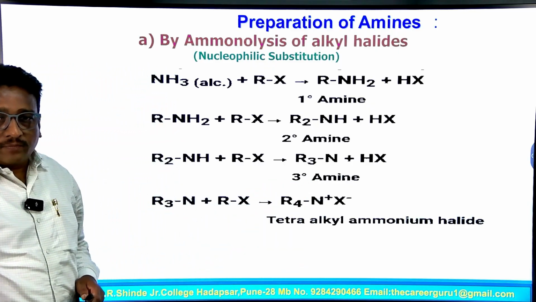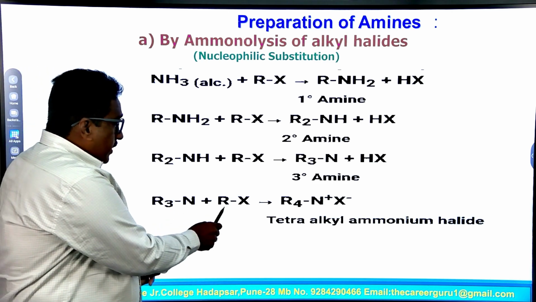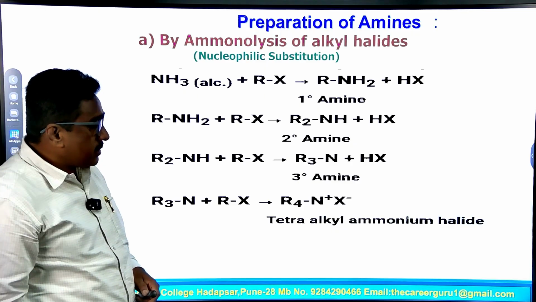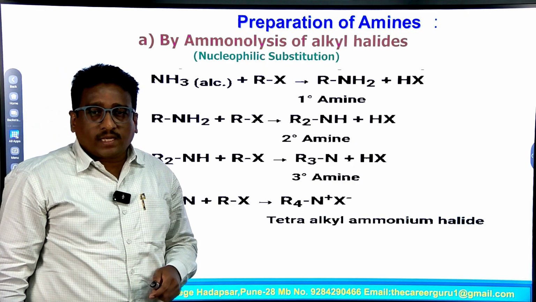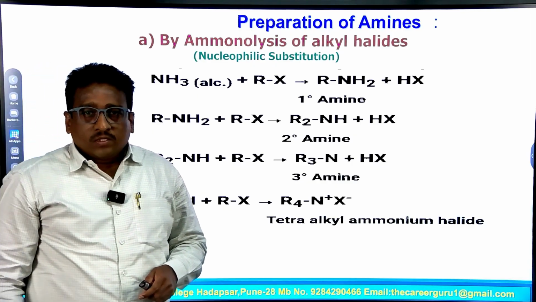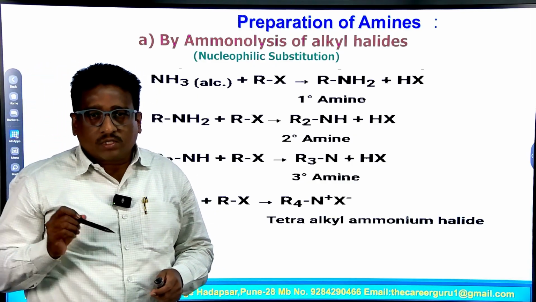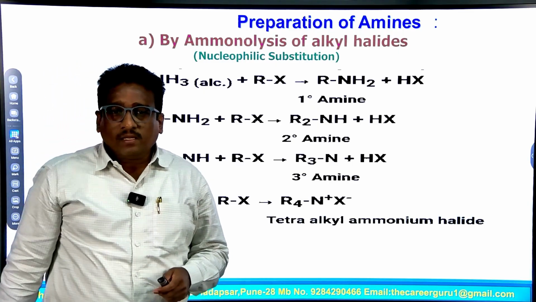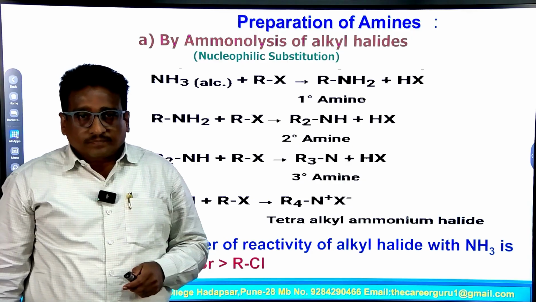And in the fourth step, this tertiary amine reacts with alkyl halide and forms R4N+ X-. So, it is a tetraalkyl ammonium halide or quaternary ammonium salt. So, the final product of this ammonolysis of alkyl halide is quaternary ammonium salt, that is tetraalkyl ammonium halide.